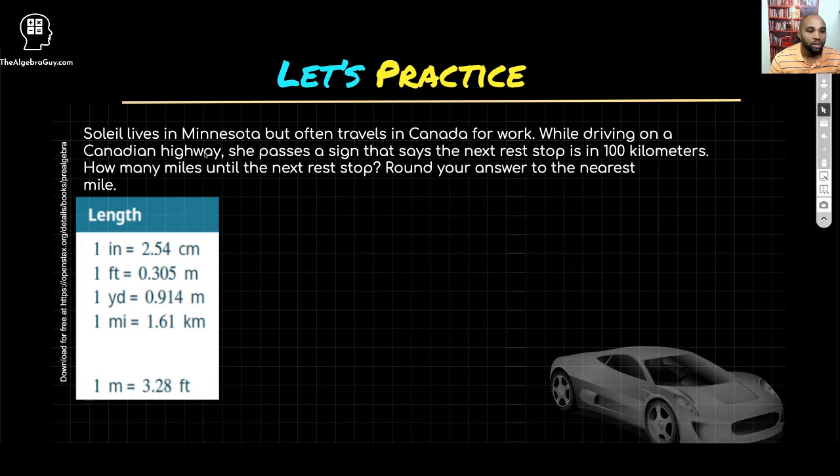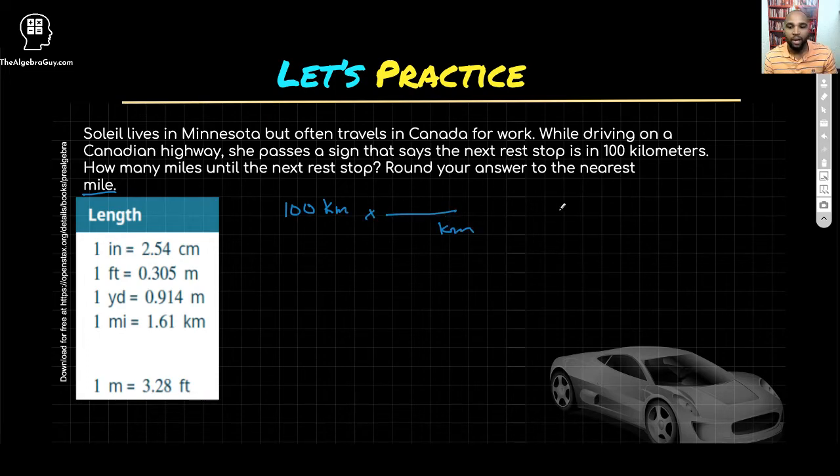All right, so Lel lives in Minnesota, but often travels to Canada for work. While driving on the Canadian highway, she passes a sign that says the next rest stop is in 100 kilometers. How many miles until the next rest stop? Round your answer to the nearest mile. So it's in 100 kilometers. I don't want to write all that out, so I'm just going to write kilometers like this.